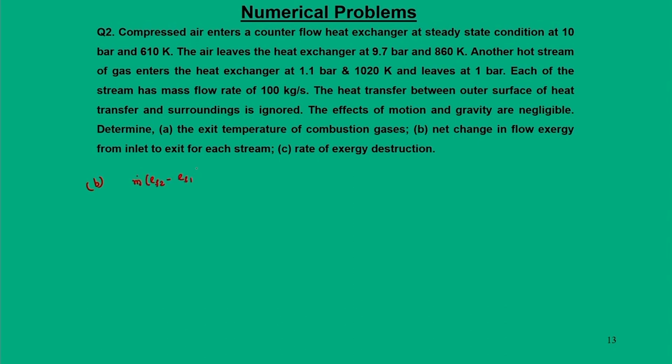m dot E f 2 minus E f 1 would be, m dot is your 100 kg per second, and E f 2 minus E f 1 would be 251.25 minus the second term that involves T 0 into S 2 minus S 1, this number is 122.6. We can get this value as 12.865 megawatt.